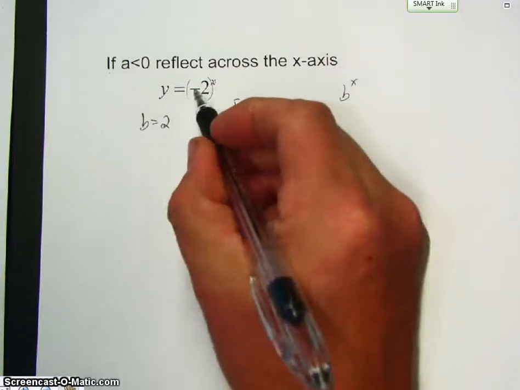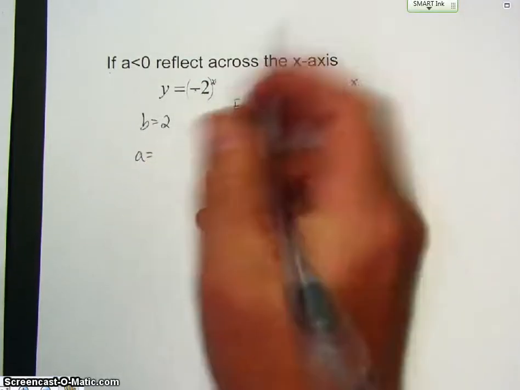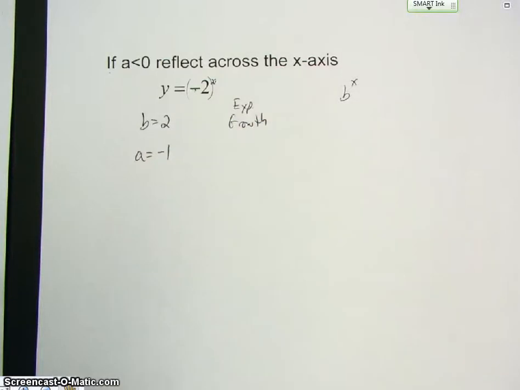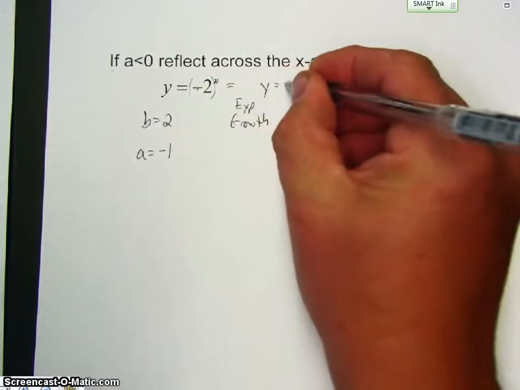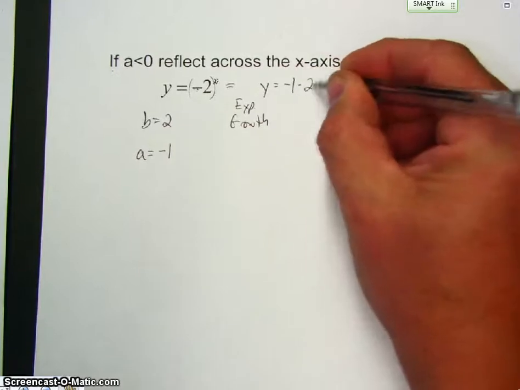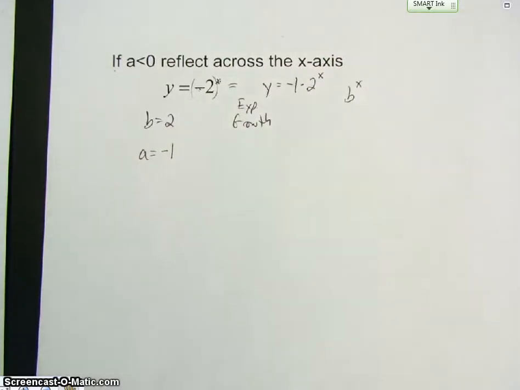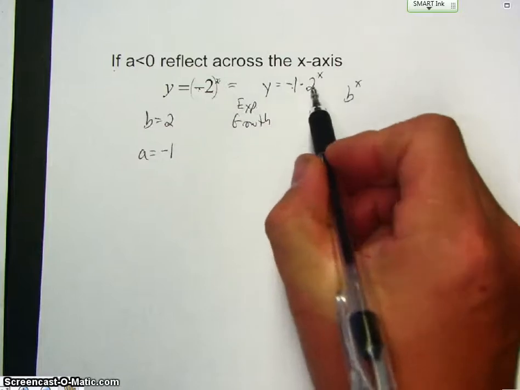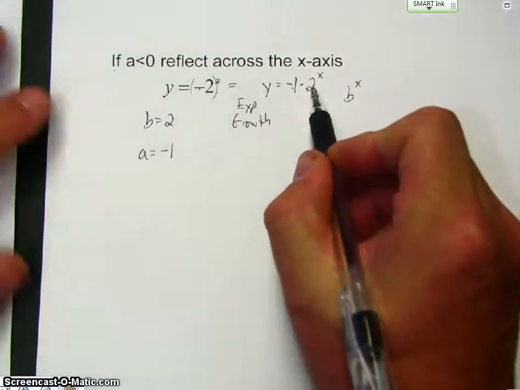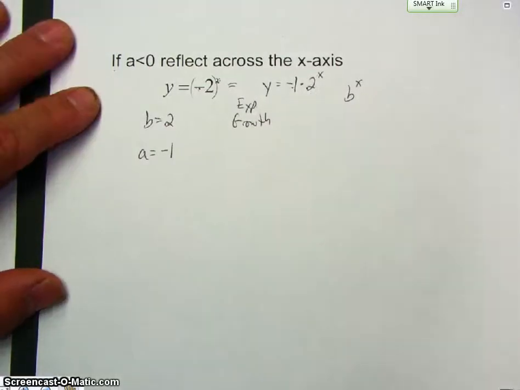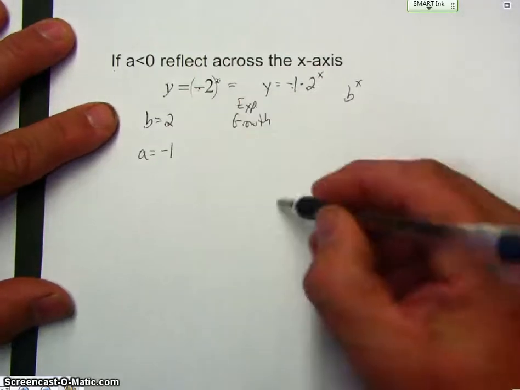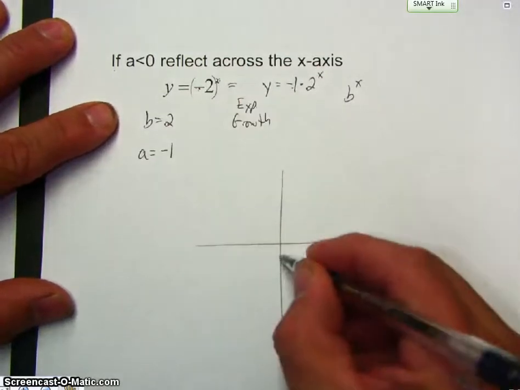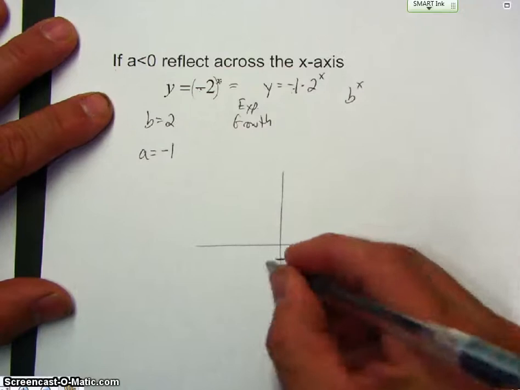So this negative means that's my A. Negative what? -1. So really, I can rewrite this equation that looks like this. Y equals -1 times 2 to the x. All right. So A is -1 and B is 2 to the x. A is -1, so there's my y-intercept. There's -1.